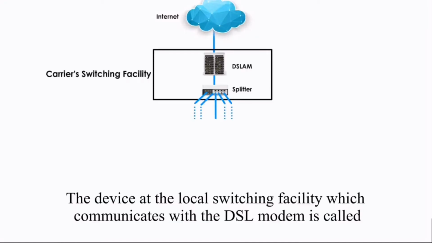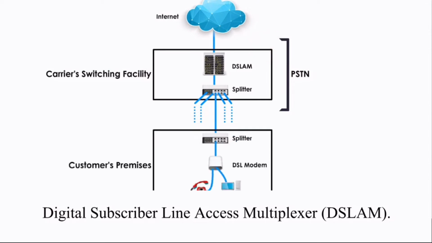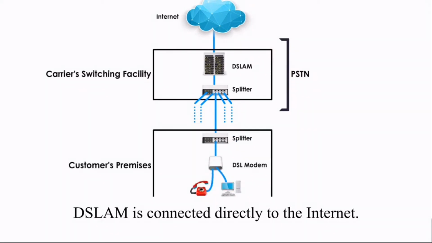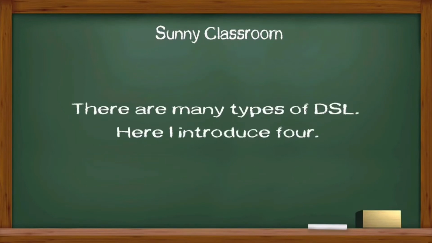The device at a local switching facility which communicates with the DSL modem is called Digital Subscriber Line Access Multiplexer, or DSLAM. DSLAM is connected directly to the Internet. There are many types of DSL. Here I introduce 4.